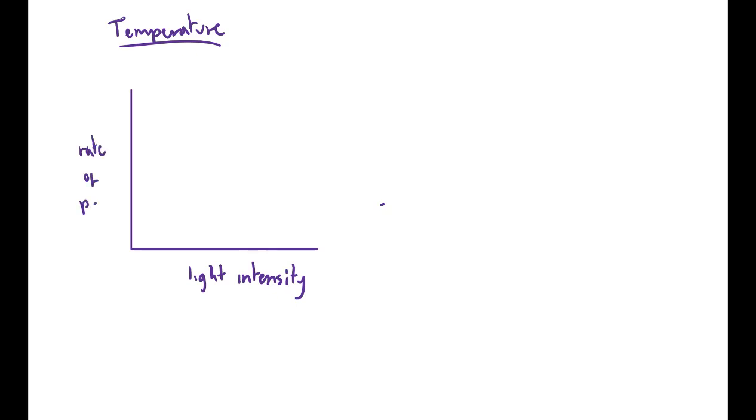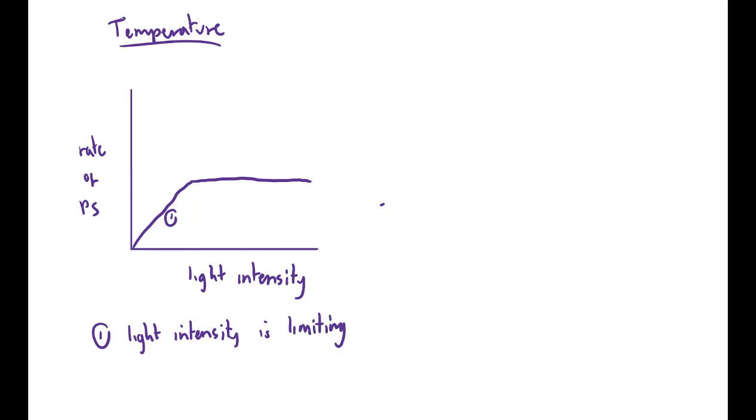Now this next part would show us the effect of temperature. So if we take a similar graph, where this would be light intensity, and this is the rate of photosynthesis. Let's draw a little curve. So this is what we would get. Now at position 1, the light intensity is limiting. And that's because as we increase the light intensity, the rate of photosynthesis increases.